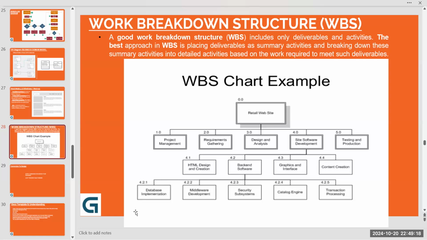Okay, can I request someone to read out the text mentioned on the top, please? Work breakdown structure. A good work breakdown structure includes only deliverables and activities. The best approach in WBS is placing deliverables as summary activities and breaking down these summary activities into detailed activities based on the work required to meet such deliverables. So in short, in your entire project, what all work needs to be done has been given a particular code, a particular ID, and on the basis of that ID, we understand what all cost the project is incurring or wherein our maximum efforts are going.